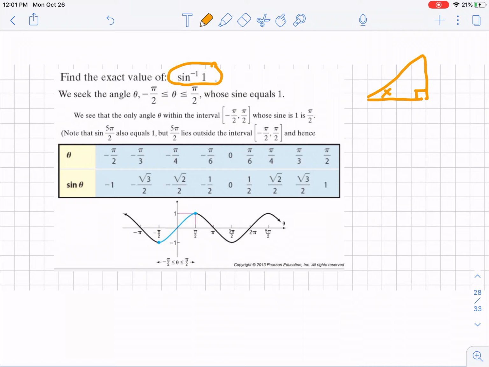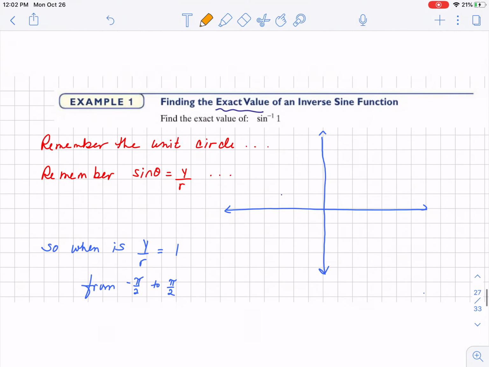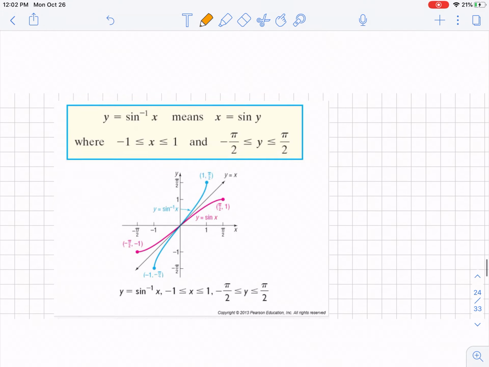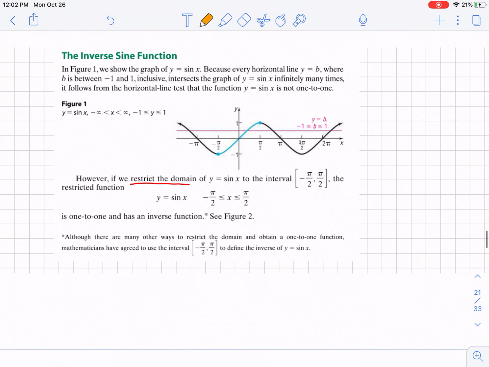So here's your answer. There is an infinite number of answers. Look, here's one answer right here. My y value is 1 at pi over 2. My y value is 1 at 5 pi over 2. My y value is 1 over here at -3 pi over 2. All right, so there's an infinite number of answers. So here's why I'm going backwards now.